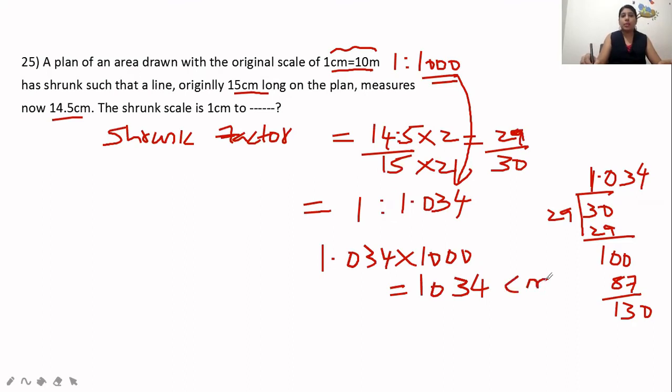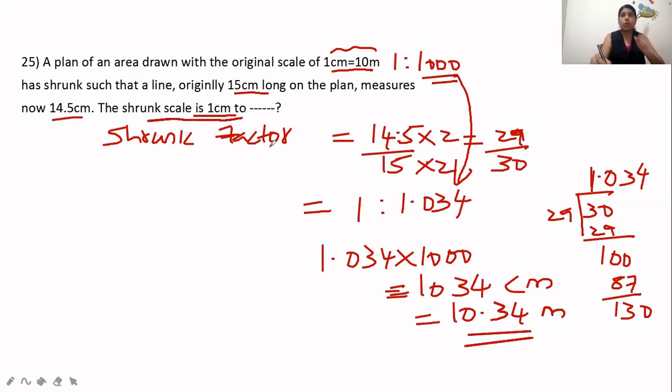1034 centimeter, because all measurements given here are in centimeter. We already have made it into centimeter form. So 1034 centimeter is equal to what? 10.34 meter. Actually, this happened because I wanted the scale in 1 centimeter to what ratio. That is why I have made this.